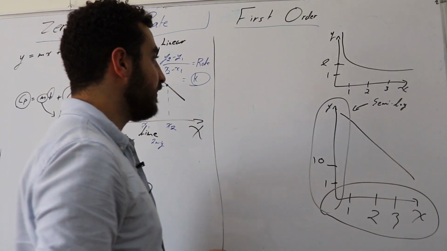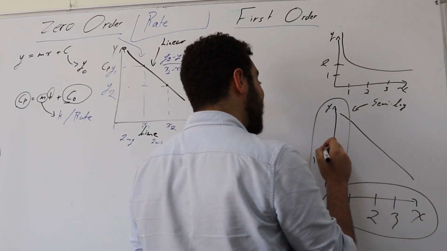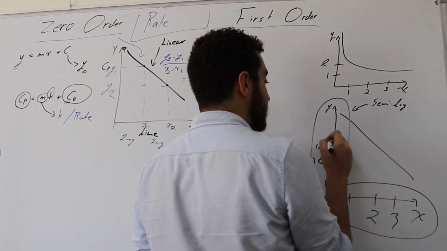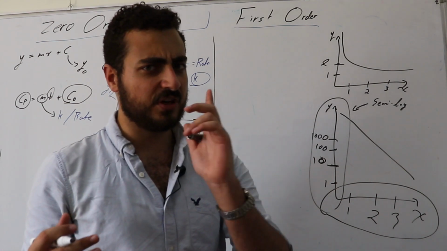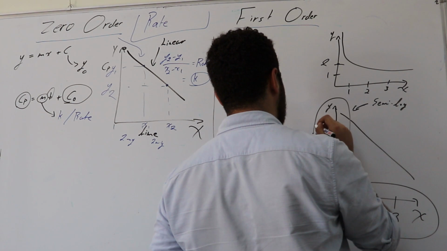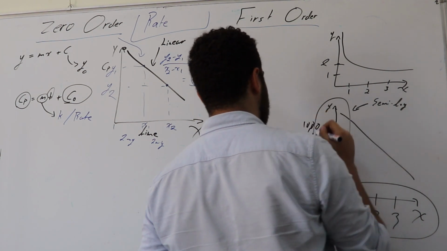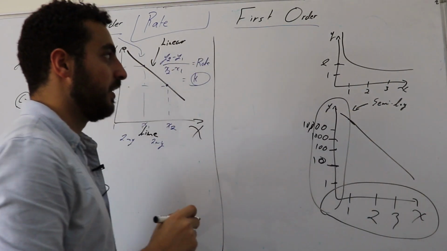So what that means is the second point here is 10, and the third point is 100 instead of a 3, and the third point is 1,000. And the fourth point, try to guess it, and you guessed it correctly, hopefully. It's 10,000. And you get something that is a bit more linear.